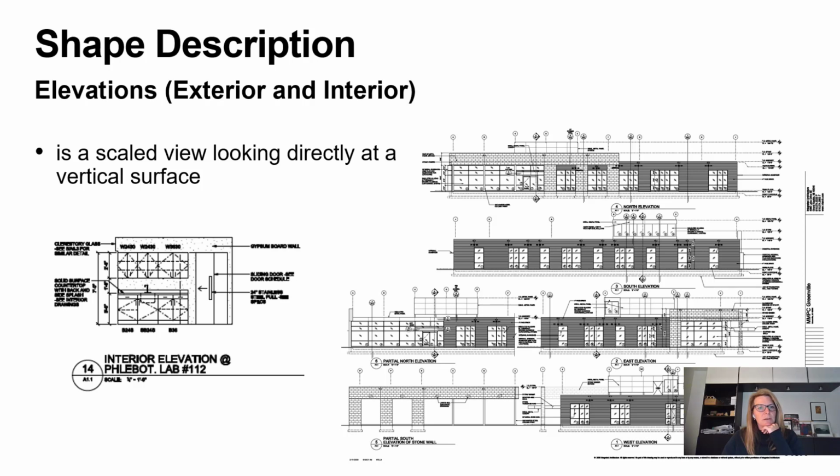Elevations, both exterior and interior, are a scaled view looking at a vertical surface. So you can see these are some exterior elevations. They're denoting material types, where the structural grid is located, control joints for material, or where there needs to be separation of materials, and some of the basic elevations are noted off to the side. Interior elevations are going to be at a much larger scale and show information that you wouldn't see on a plan drawing.